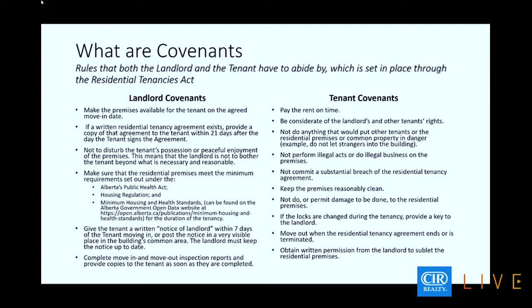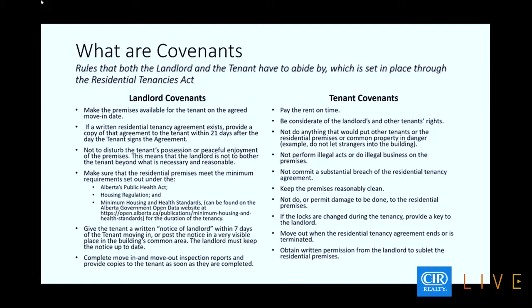So what is a covenant? A covenant is the rules that both the landlord and the tenant have to abide by, which is set in place through the Residential Tenancies Act. So number 1 on the tenant covenant side is pay the rent on time. That is something every tenant must do. And then skipping down about partway through, they have to keep the premises reasonably clean, not do or permit damage to be done to the residential premises, move out when the residential tenancy agreement ends or is terminated, and obtain written permission from the landlord to sublet the residential premises.